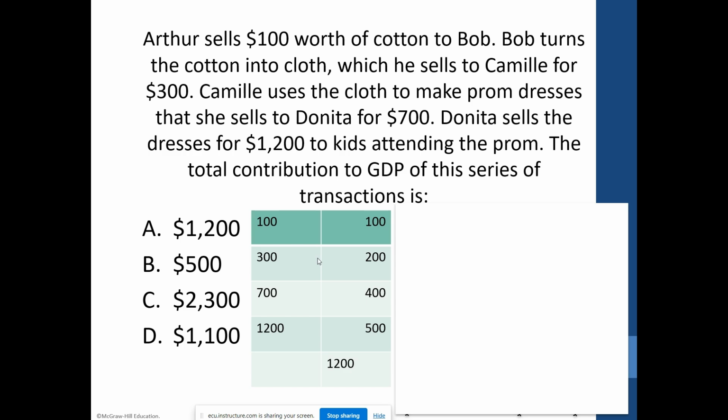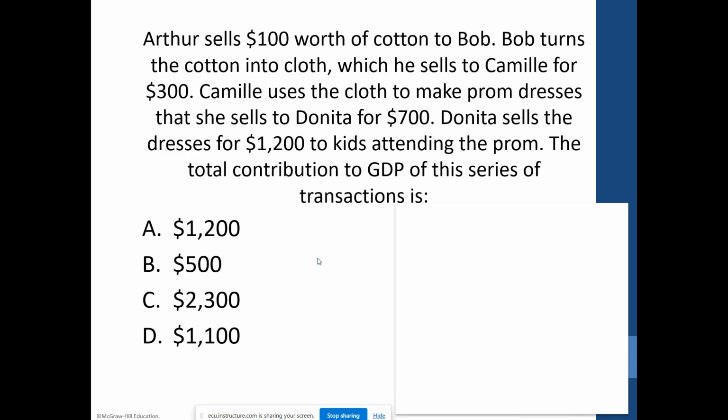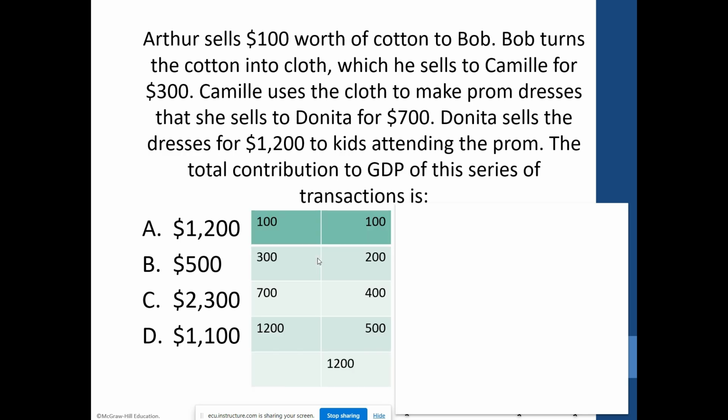This is the value of the product at each stage. And you figure out the value added at each stage. And when you add up, that also gives you $1,200.